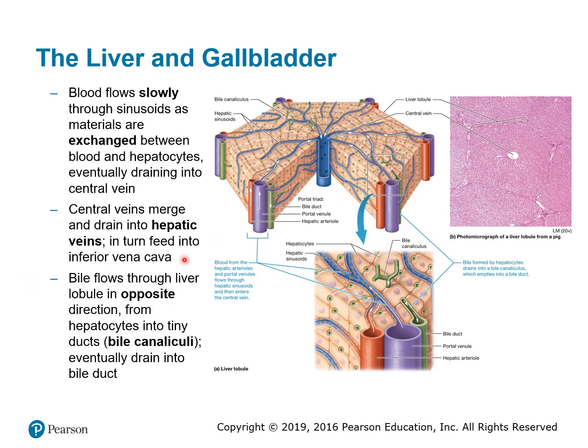Now the bile flows through the liver lobule in the opposite direction, also from the hepatocytes into the tiny ducts, which we're going to call bile canaliculi.